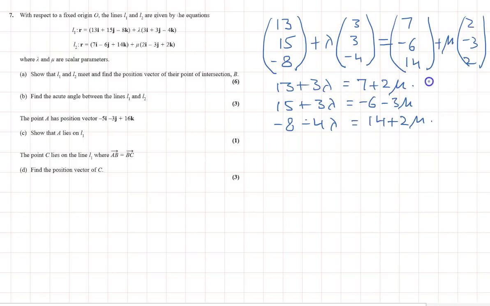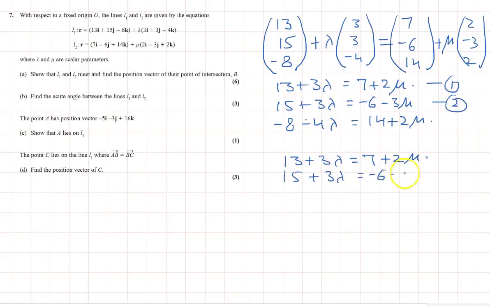Let's try to solve equation 1 and equation 2. So 13 plus 3 lambda is equal to 7 plus 2 mu, and 15 plus 3 lambda is equal to minus 6 minus 3 mu.